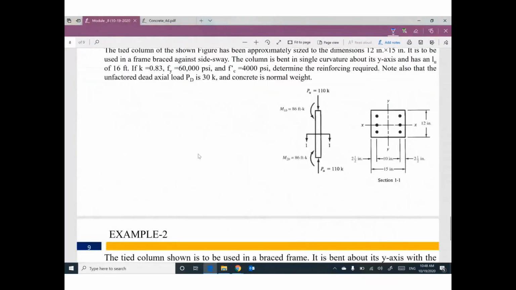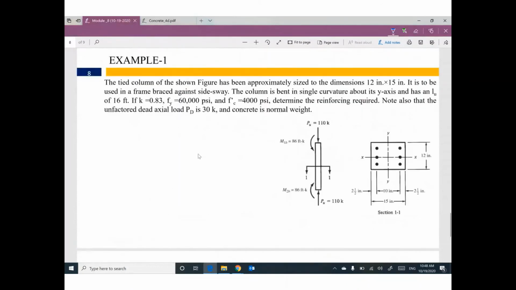We have a tied column of the shown figure that has been approximately sized to the dimension 12-inch times 15-inch. So the dimension of this column is given, 12-inch and 15. It is to be used in a frame braced against sideways. The column is bent in a single curvature. This information is given.